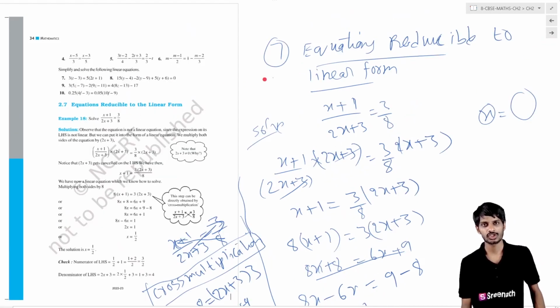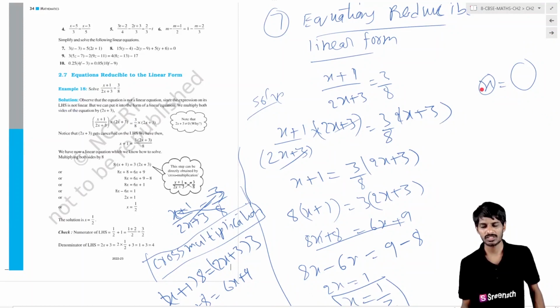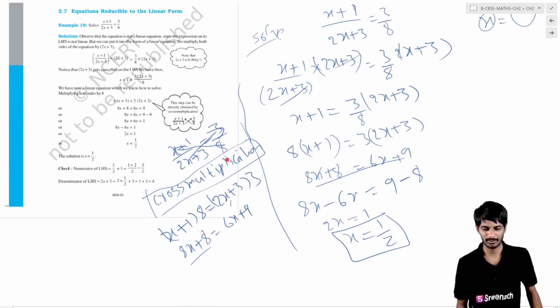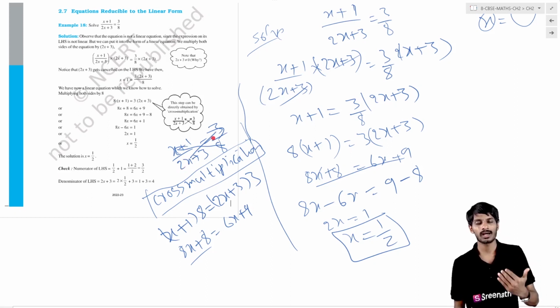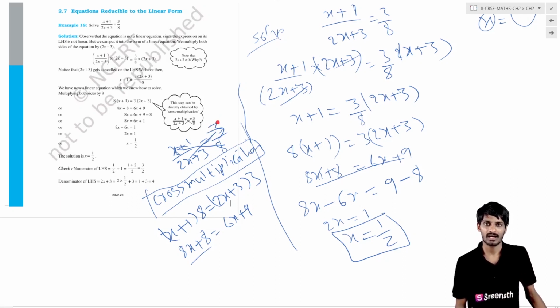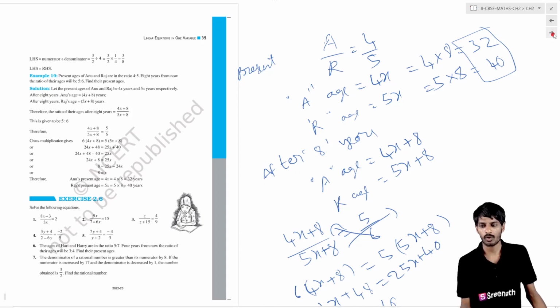And the last thing is equations reducible to linear form. In this also our final aim is solving the equation, which means finding the x value. Here we have introduced one thing, that is cross multiplication. What is cross multiplication: suppose there are two fractions on both sides of the equation, where the denominators are dividing. If you transfer the denominator on the LHS as a multiplication onto the numerator of the RHS, and transfer the denominator on the right hand side to the numerator of the LHS, that is called cross multiplication. We have done it here. So finally, in this way you can solve problems.